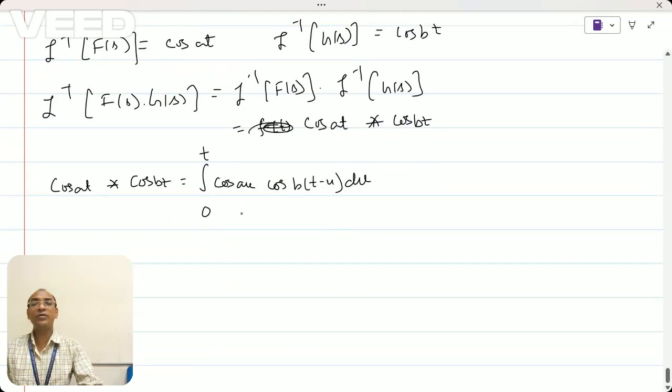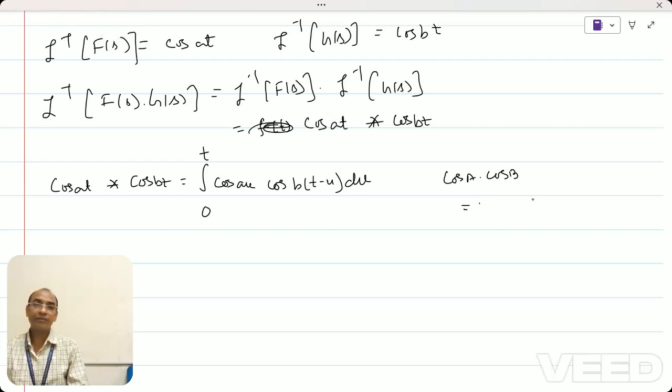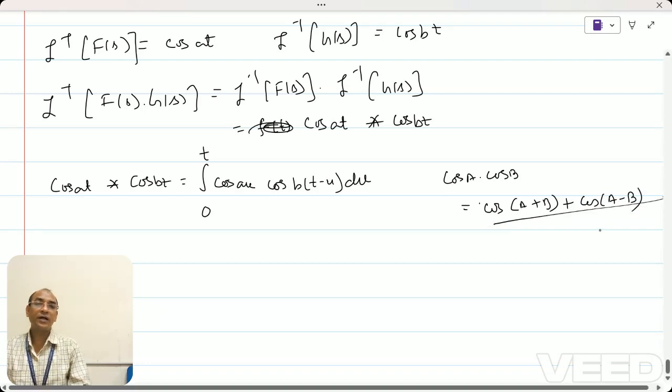So the integration, whatever way you can do it, but here the cos a into cos b formula is very much useful. That one is equal to, the formula says, cos a plus b plus cos a minus b divided by 2. That is the formula I will apply here.